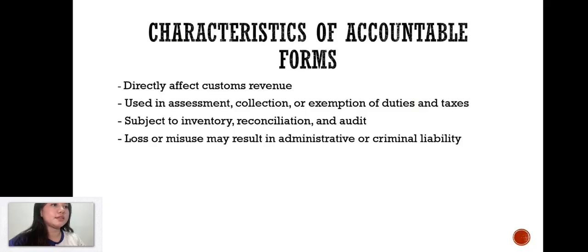The fourth one is auditable. These forms are subject to reconciliation and audit procedures. Auditors review them to ensure accuracy, prevent corruption, and identify irregularities or fraud. Fifth one is sensitive and confidential. Some customs forms contain valuable commercial and financial information. Proper handling and confidentiality are therefore necessary.